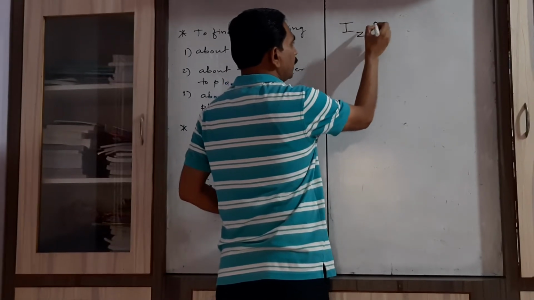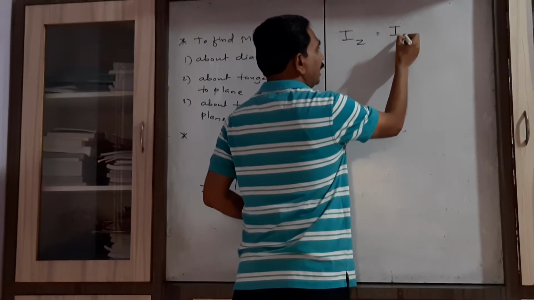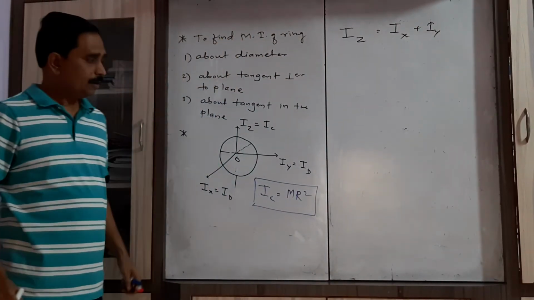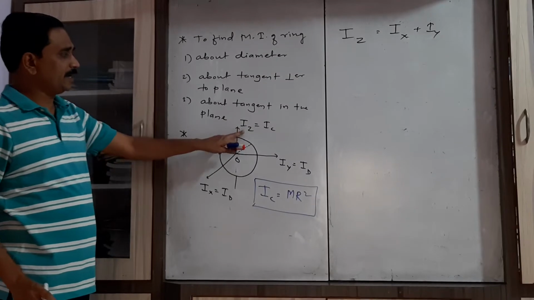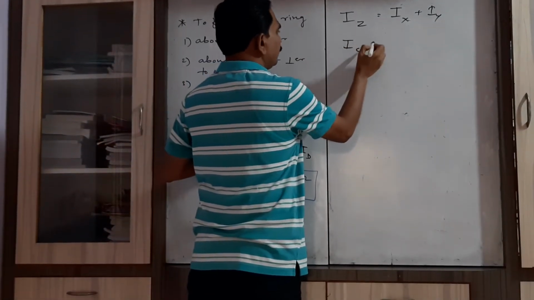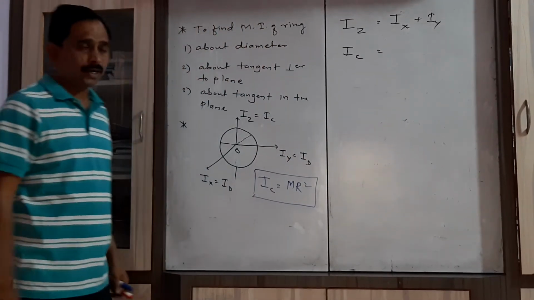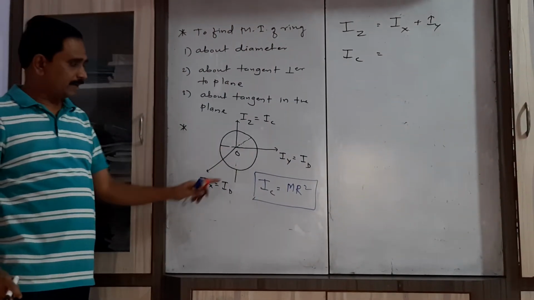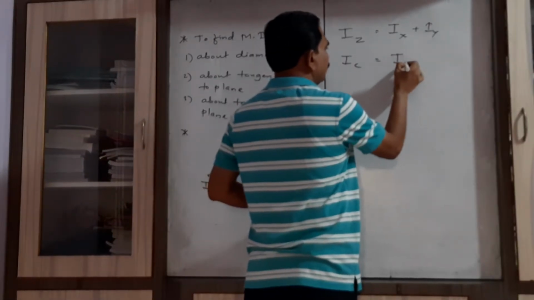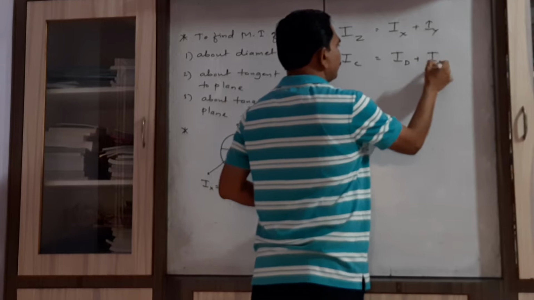According to the perpendicular axis theorem, we have Iz equal to Ix plus Iy. Now here we consider the z axis which is passing through the center. That's why we keep Iz equal to Ic. We consider the x and y axes as a diameter, so that's why I write here Id plus Id.